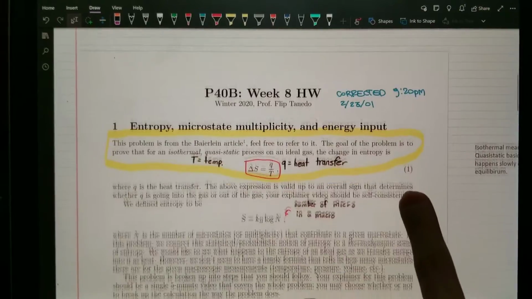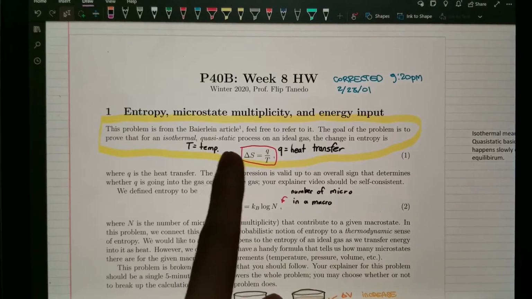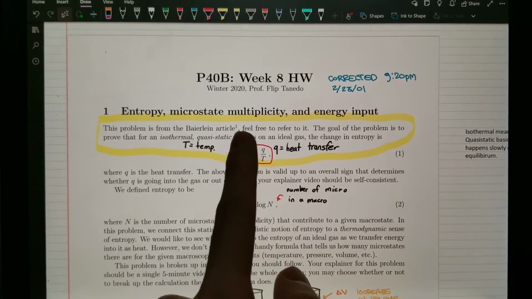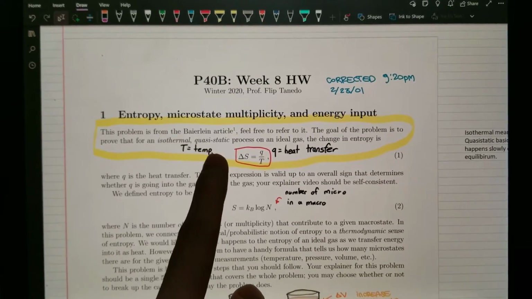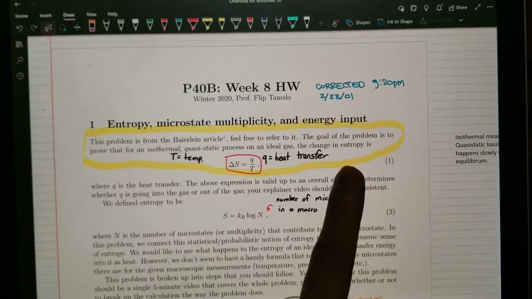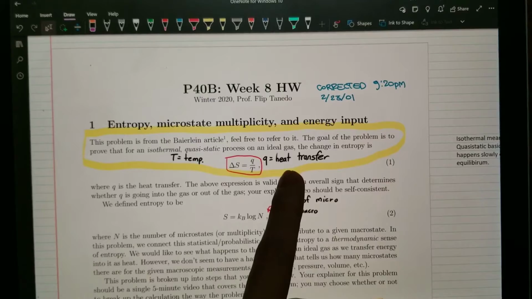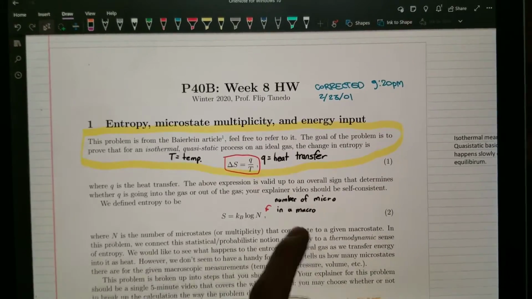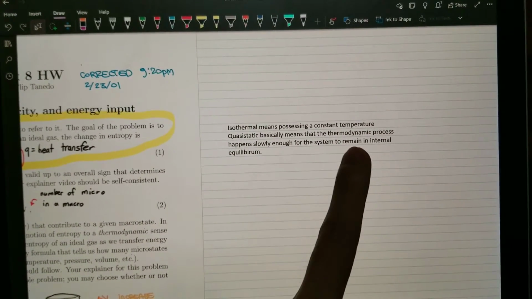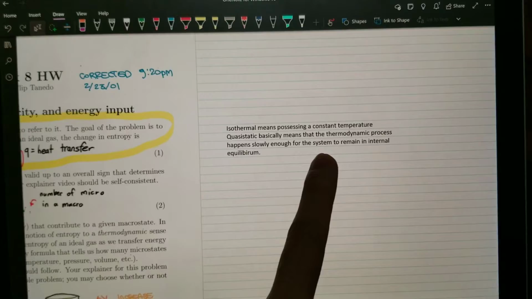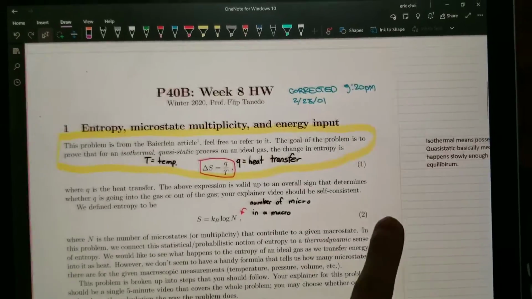So to start off this monster of a problem, this problem is from the Berlin article. Feel free to refer to it. The goal of the problem is to prove that for an isothermal quasi-static process on an ideal gas, the change in entropy, ΔS, is equal to Q over T, where Q is the heat transfer and T is the temperature. As I wrote to the side right here, isothermal means possessing a constant temperature, and quasi-static means the thermodynamic process happens slowly enough for the system to remain in internal equilibrium.